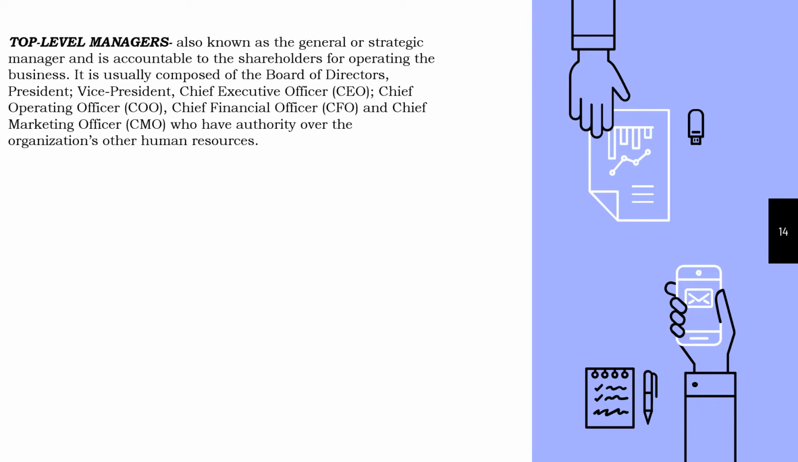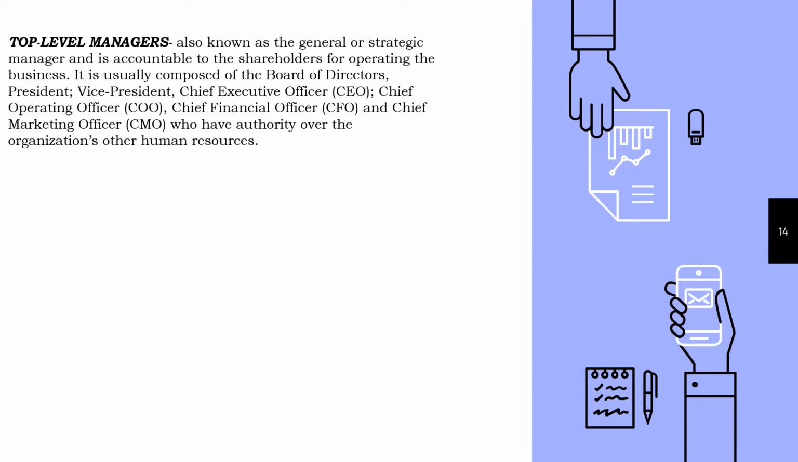So what are the functions of top level managers? So their functions, they can formulate the policies and lay down the general and long-term goal of the organization, which focus on its sustainability, development, and overall efficiency and effectiveness.